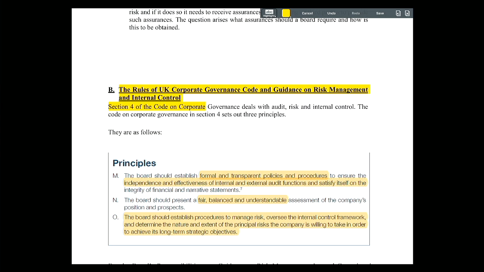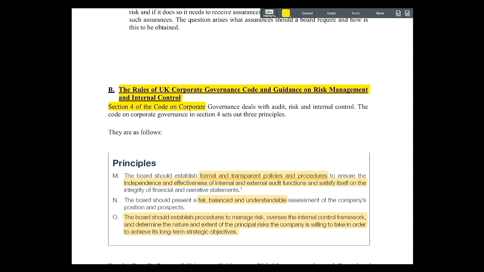The board should establish formal and transparent policies and procedures to ensure the independence and effectiveness of internal and external audit functions. We'll talk about this when we talk about financial statements. Then it says to present a fair, balanced, understandable assessment of the company's position. We'll talk about that later. And then in O, that's really what we're dealing with, the board should establish procedures to manage risk. Right? Company law does not tell us about procedures to manage risk. Company law just tells us that if you fail, then there may be liability under section 174.